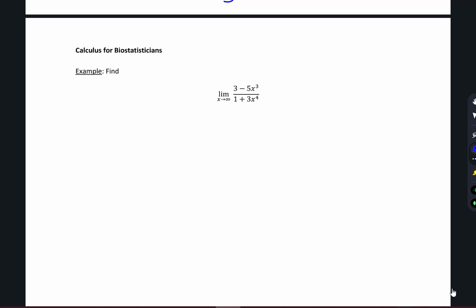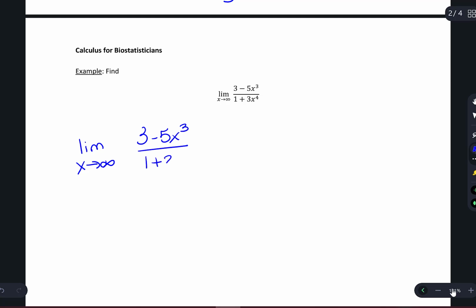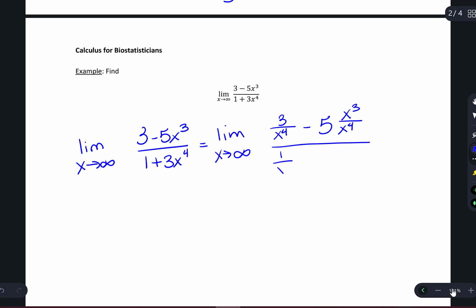But to start out with, to make it easier for myself, I'm going to take that highest term, which again is x to the fourth, and I'm going to divide all of the terms by that x to the fourth. So here we've got the limit as x goes to infinity, 3 minus 5x cubed divided by 1 plus 3x squared, or 3x to the fourth. And then again, I'm going to divide each of the terms by the largest term. And so we're going to have 3 over x to the fourth minus 5 x to the third divided by x to the fourth, 1 over x to the fourth plus 3 times x to the fourth over x to the fourth. And notice, since I'm dividing each of the terms by x to the fourth, I haven't changed the overall value.